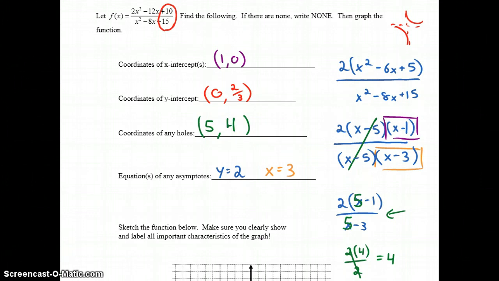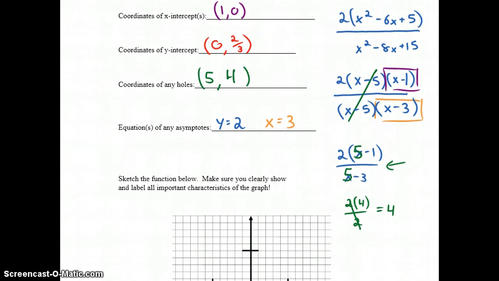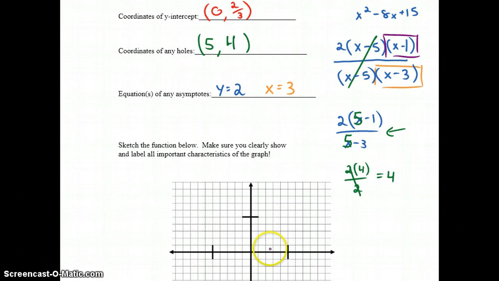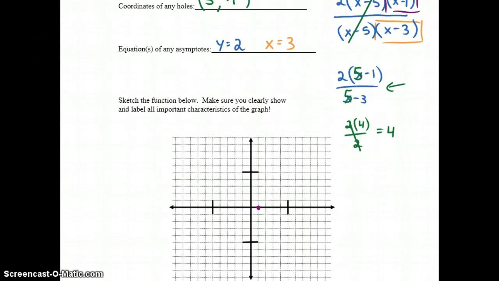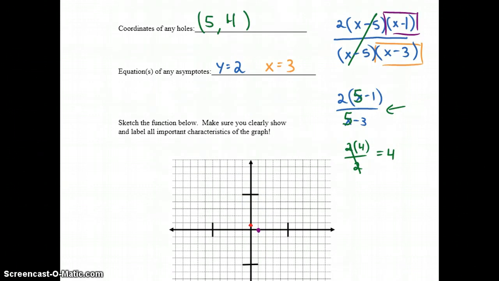What it comes down to now is graphing. The x-intercept is at 1, 0, so I will put a point at 1, 0. The y-intercept is at 0, 2/3, so I will put a point at 0 comma 2/3. The hole is at 5, 4, so I will go over 5, up 4. Oh wait, that hole is not a point, but the absence of a point. Over 5, up 4 is a hole.